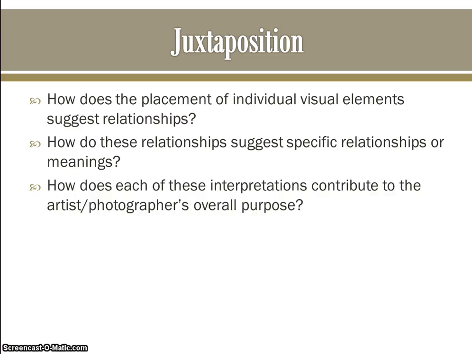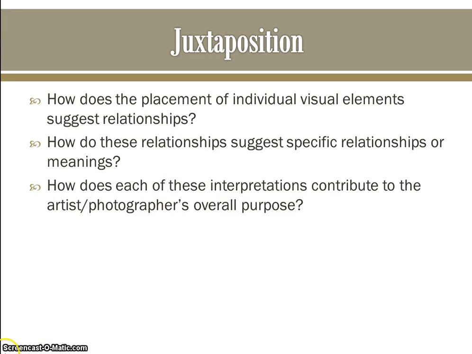So after we've looked at symbols, what we can look at is juxtaposition. Now juxtaposition means things that are placed beside one another. And so when we take something and place it beside something else, what we essentially do is create an association between these two things and a suggested relationship between the two of them. And so what you want to do is look at the photograph and look at the painting and ask yourself, okay, this placement of this one item beside this other, what relationship is suggested between these two here, and how does each of these interpretations contribute to the artist or photographer's overall purpose?